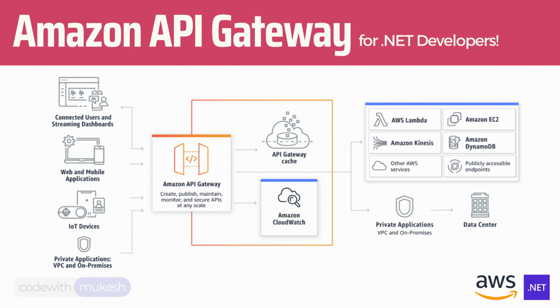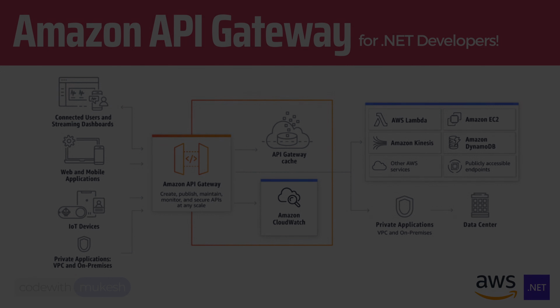Let's say that your application running on the internet needs access to the business logic that stays within an AWS Lambda. So these client applications would connect to Amazon API Gateway, which internally would redirect the request to the associated AWS Lambda or other services that you would have configured.